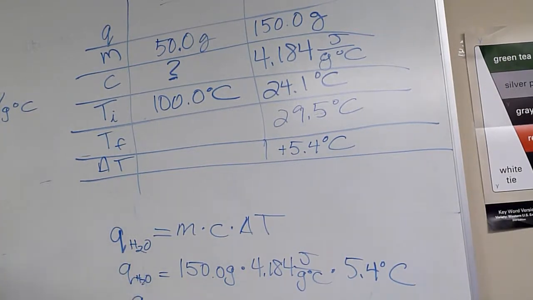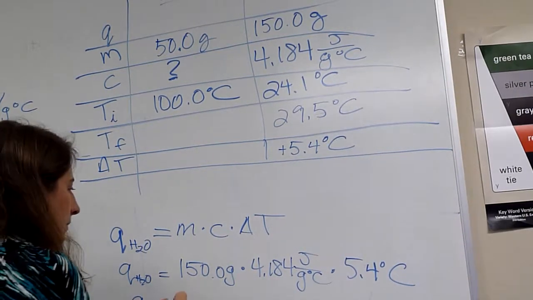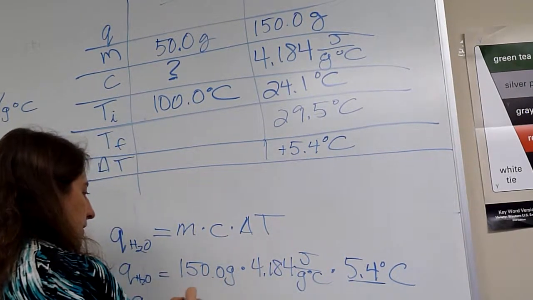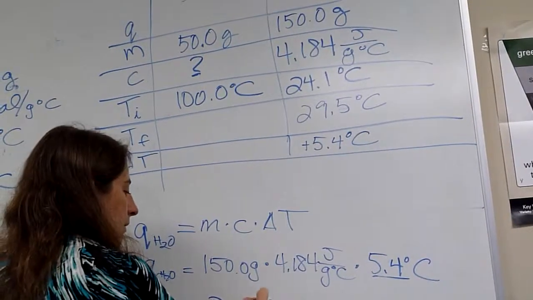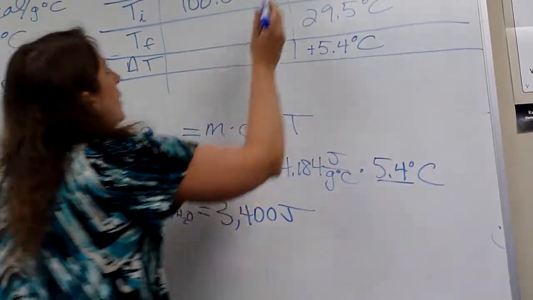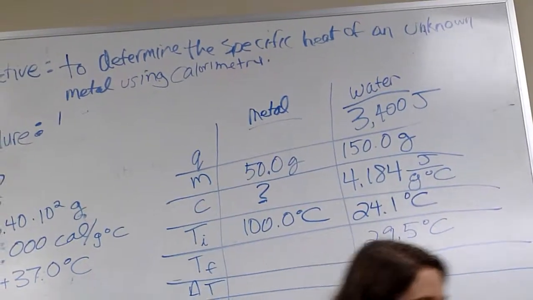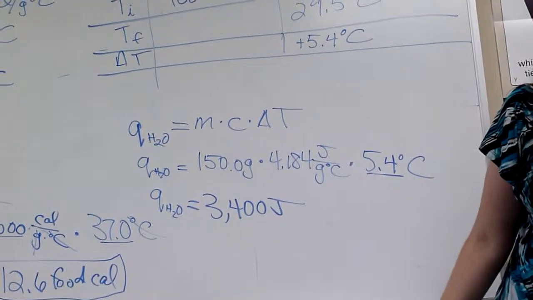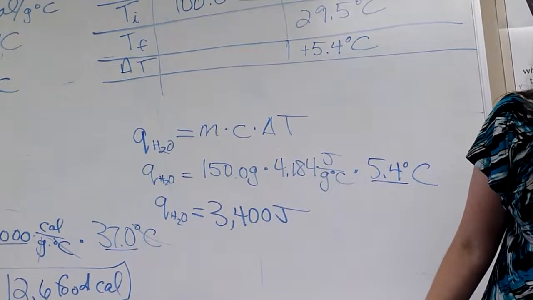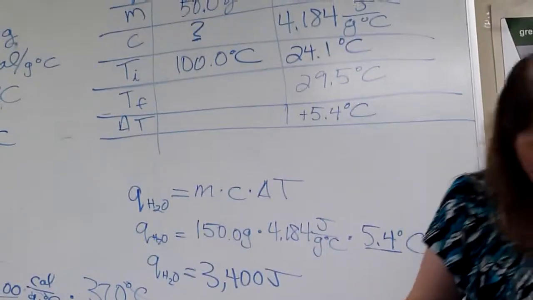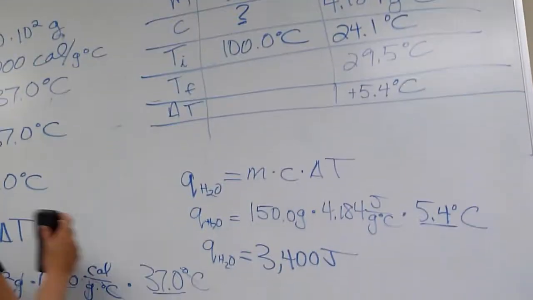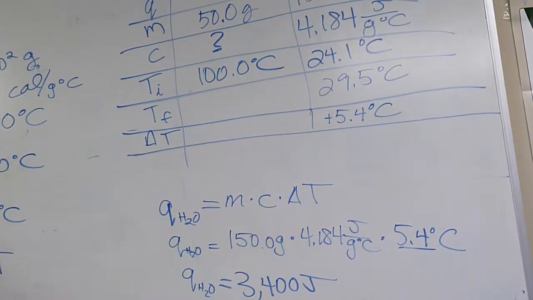Can I tell you in there? Are you able to see it? 3,400 joules. Okay, and you kept 2 significant figures, so that works for me. So water gains 3,400 joules. So now, what else do you know? Is that what I actually got? Yes, awesome. Okay. This is a totally different problem, so I'm going to erase it.